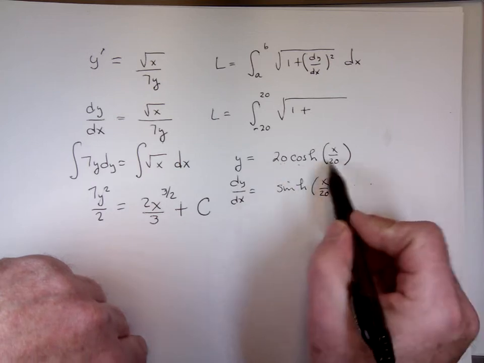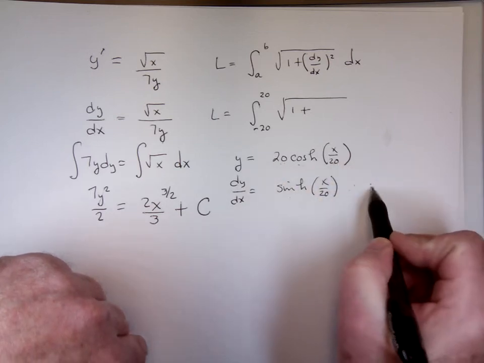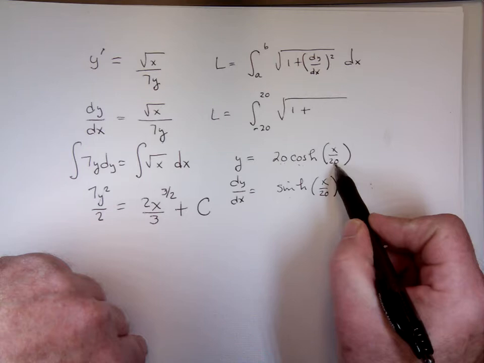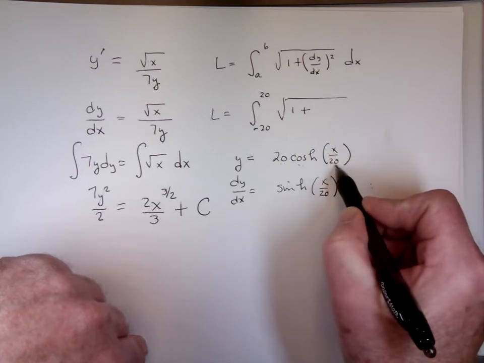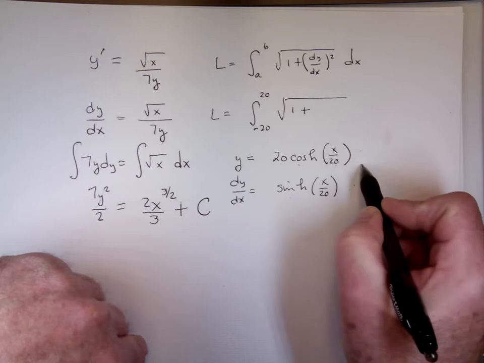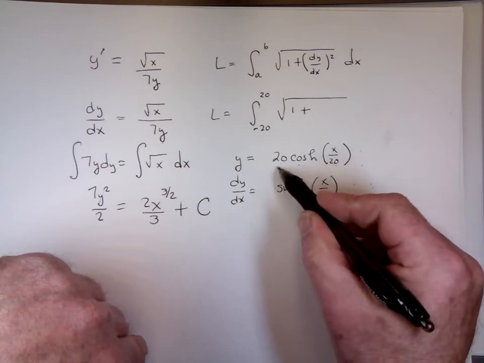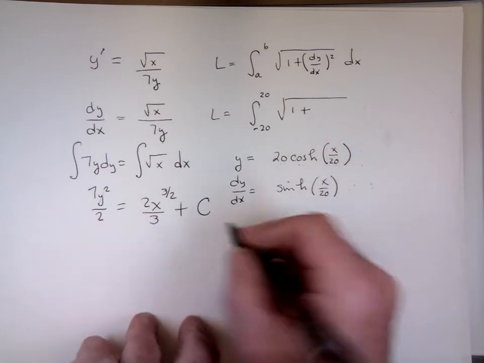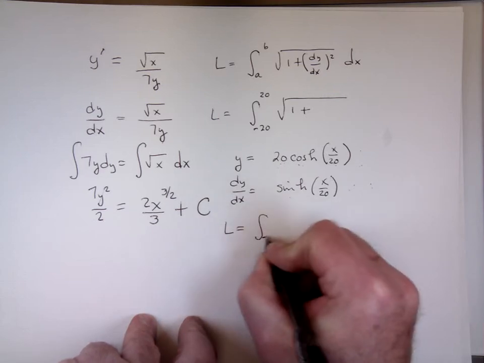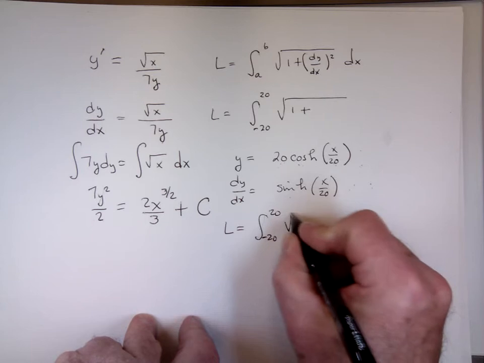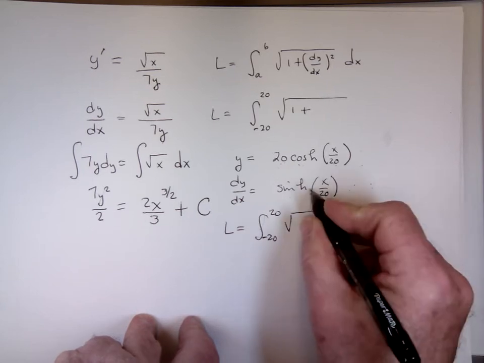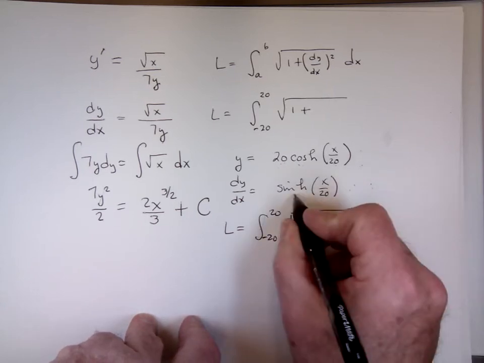Derivative of cosh u is sinh u du dx. The du dx. Why is the 20 canceled out? Because when you take the derivative of the x over 20, the du dx part, that's 1/20. Okay. And that cancels out this 20. Okay? So the arc length is equal to the integral from negative 20 to 20, square root of 1 plus the derivative sinh squared dx.